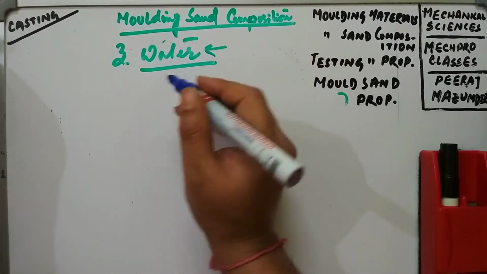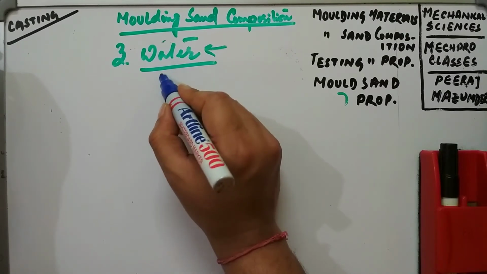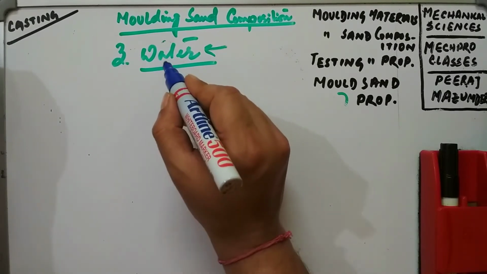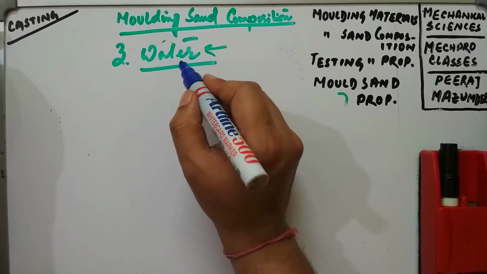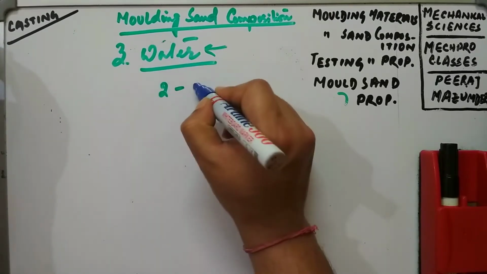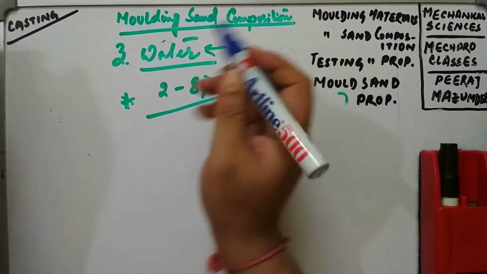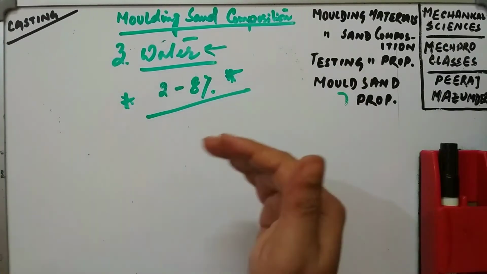That percentage is very, very important. They are going to ask you in many competitive examinations. So you must take a note of the proportion or percentage of water we use for a sound mold, that is around 2 to 8%. That is very, very important. That is the moisture content of a sound mold.